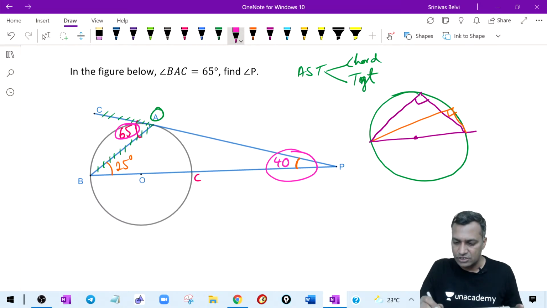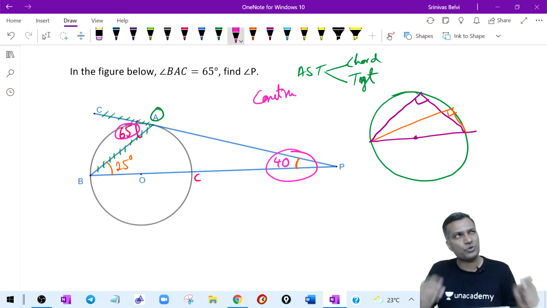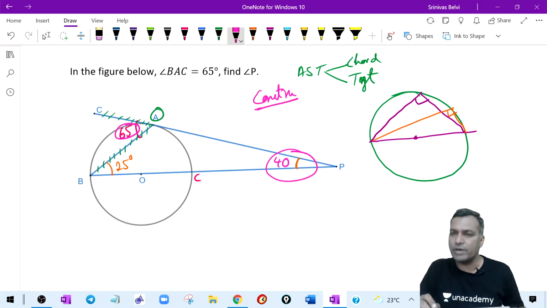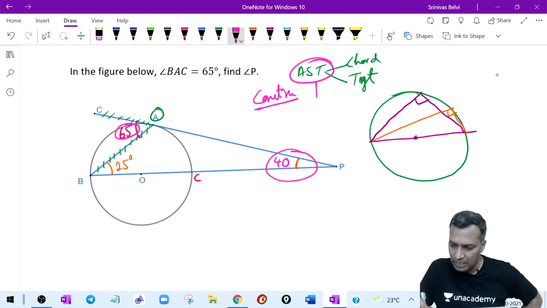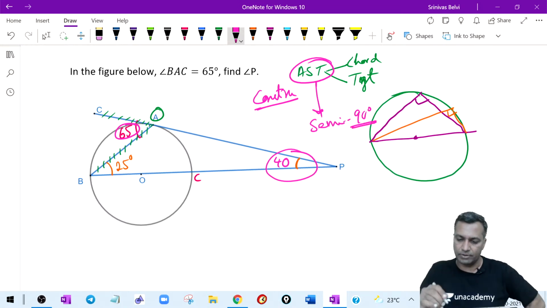Hey, construction. Don't forget the construction. Whenever you get stuck, think, should I draw one line out here? That's one thought that you have to have. Do a meaningful construction that would have led to the alternate segment theorem. Then you understand that an angle in the semicircle is 90 degrees. You apply these two parts, and you get the answer from there.